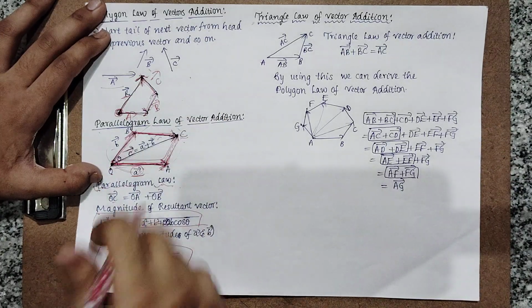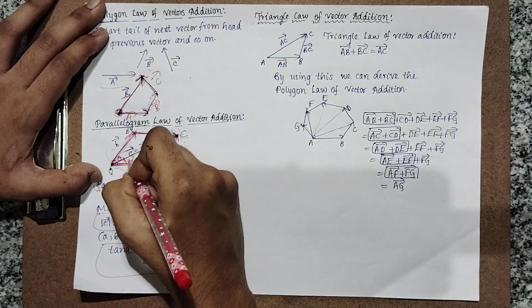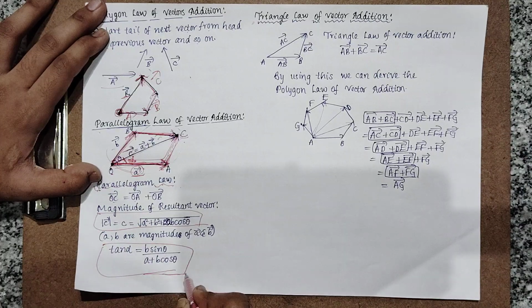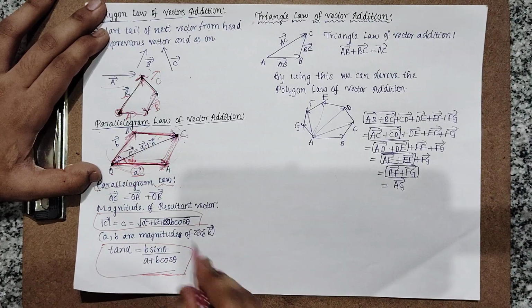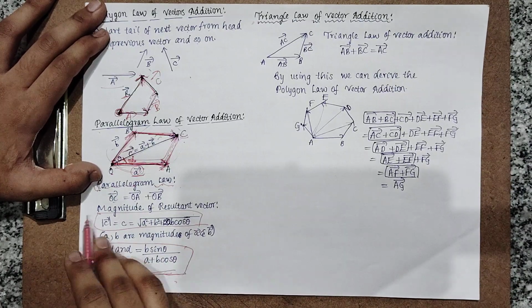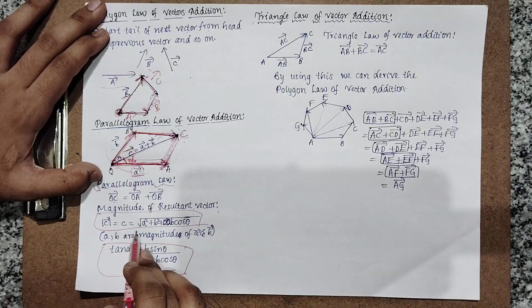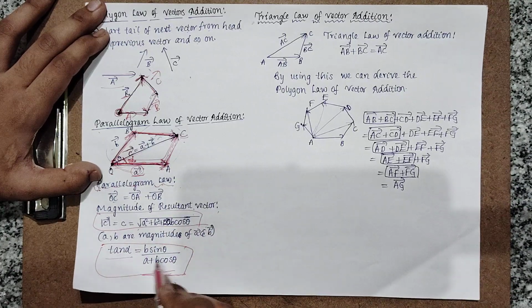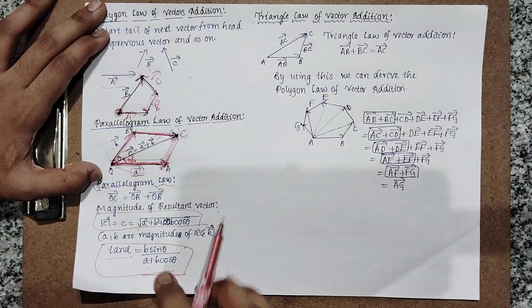And then let us suppose this is your angle alpha, so tan alpha will be equal to B sin theta by A plus B cos theta. You need not know this derivation. It is just enough to remember these formulas. Magnitude of your resultant vector will be under root of A square plus B square plus 2AB cos theta, and then your tan alpha is equal to B sin theta by A plus B cos theta.